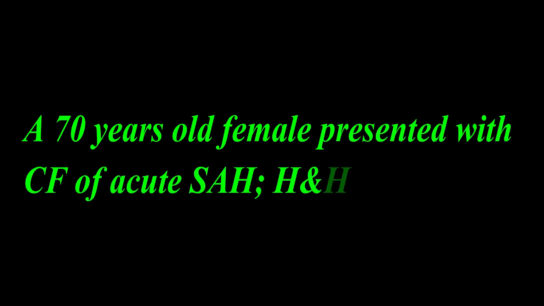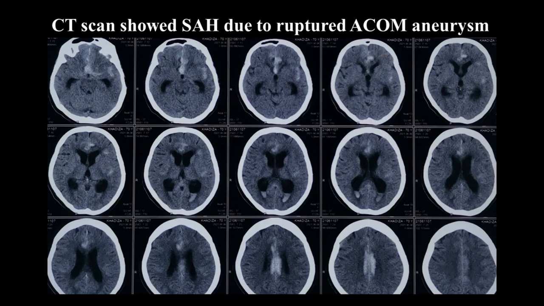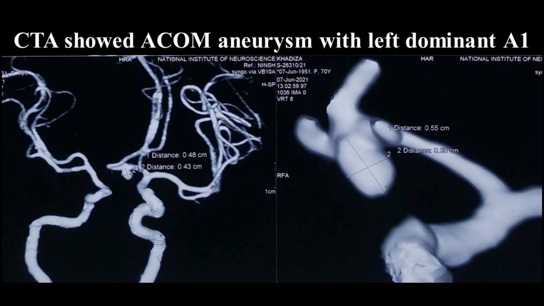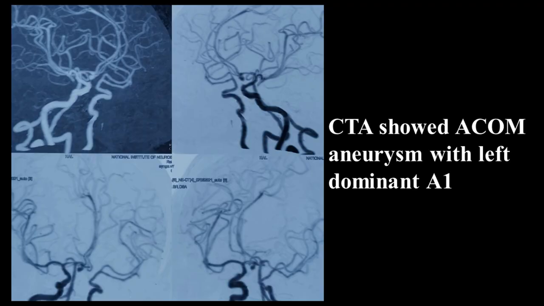A 70-year-old female presented with clinical features of acute subarachnoid hemorrhage. Initial CT scan of the head showed subarachnoid hemorrhage, most likely due to a ruptured Acom aneurysm, along with hydrocephalus. CT angiogram of the brain showed an Acom aneurysm with a dominant left A1. After talking with the patient's family, we decided to manage the aneurysm microsurgically on an emergency basis.